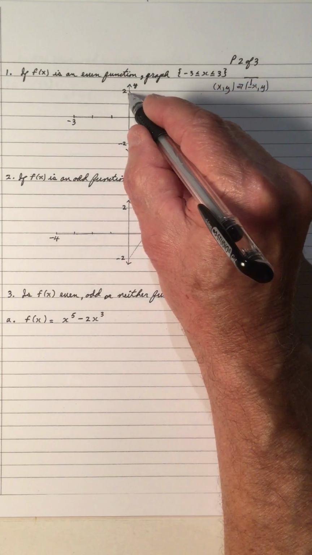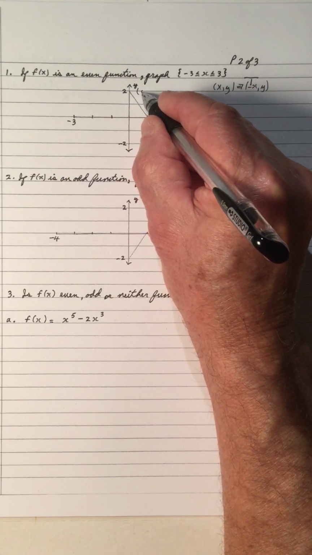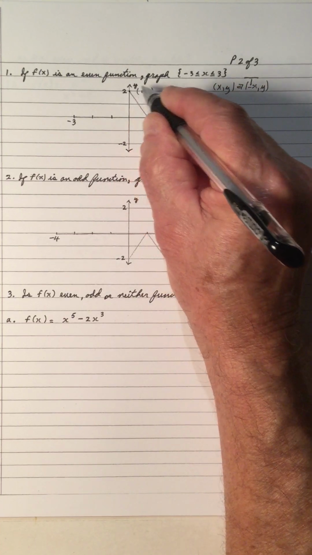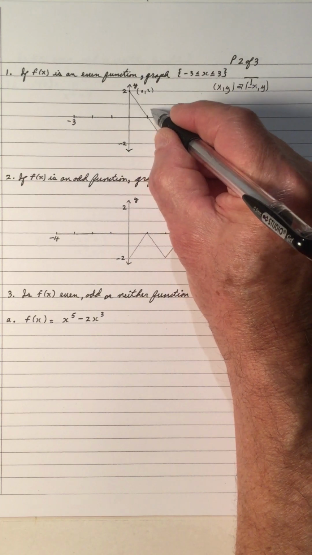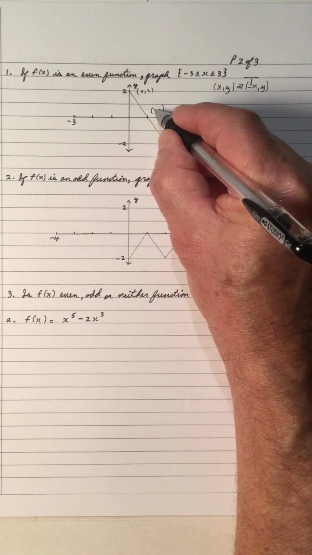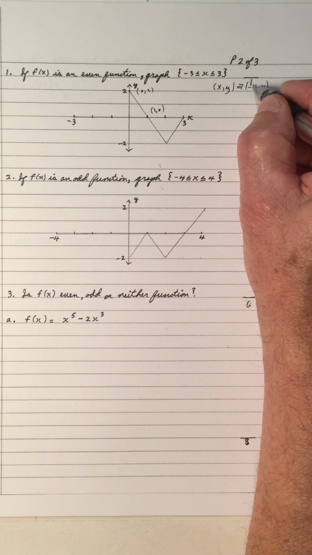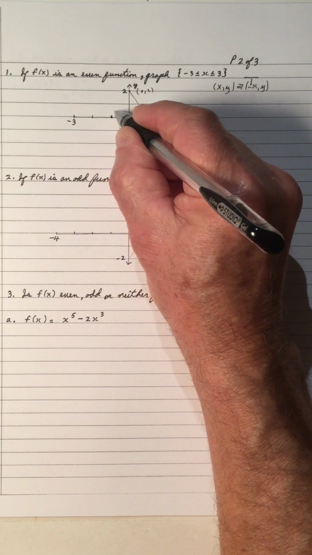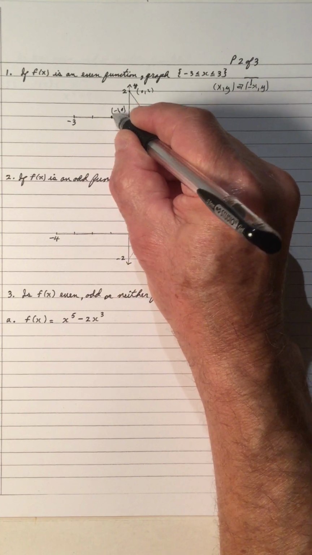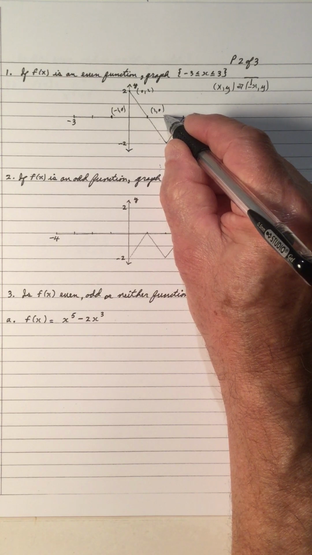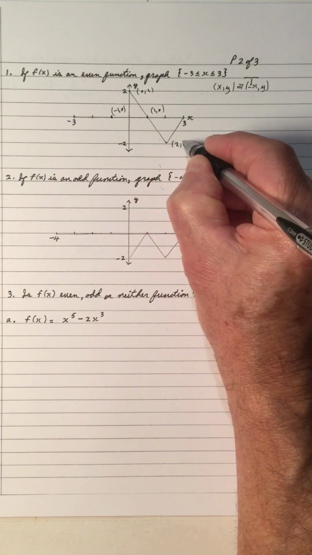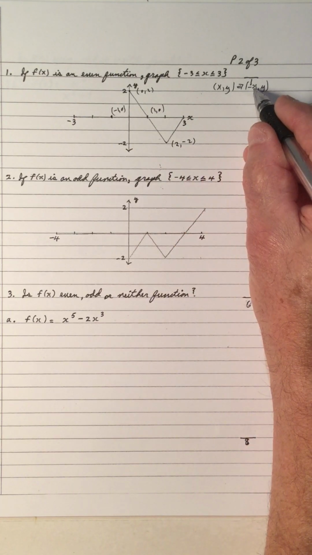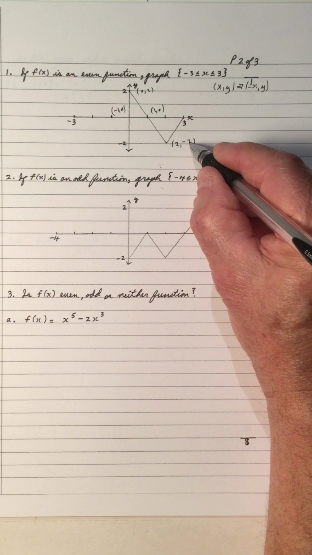So this point here is 0, 2. The x goes to negative x, so this point stays as 0, 2. This point here is 1, 0. So x, y becomes negative x, y. So this becomes negative 1, 0. That's right there. This point here, x is 2, y is negative 2. So we change the x but not the y.